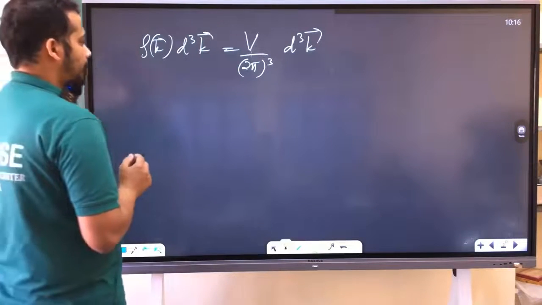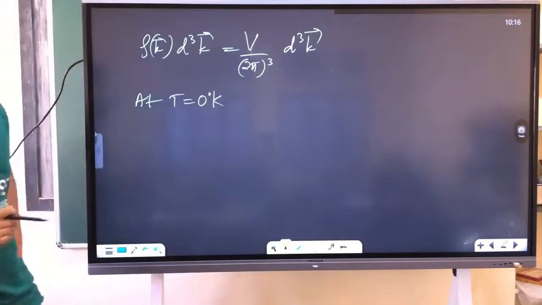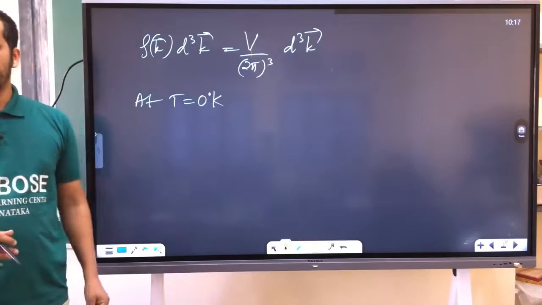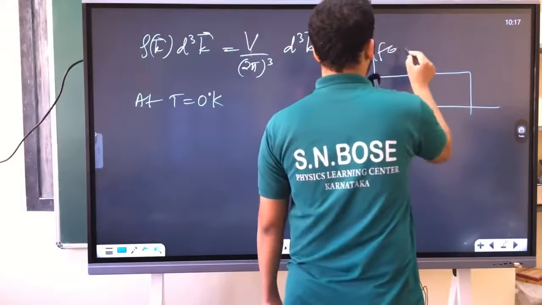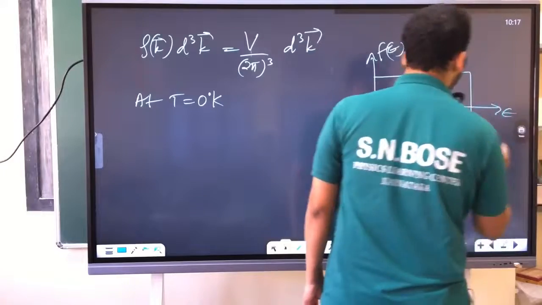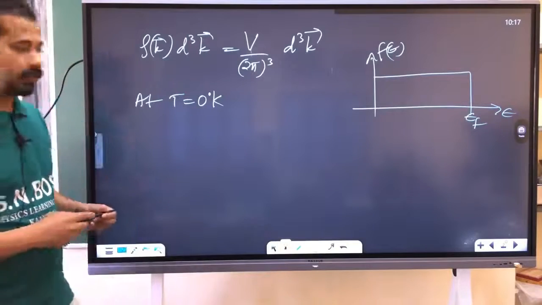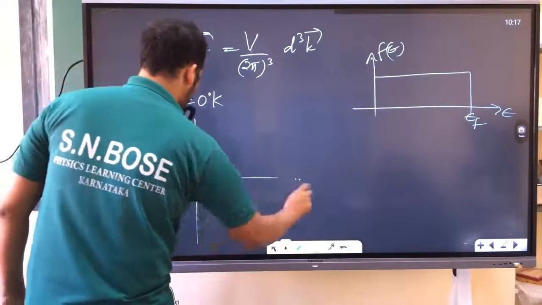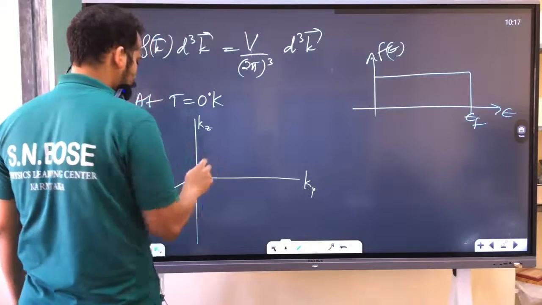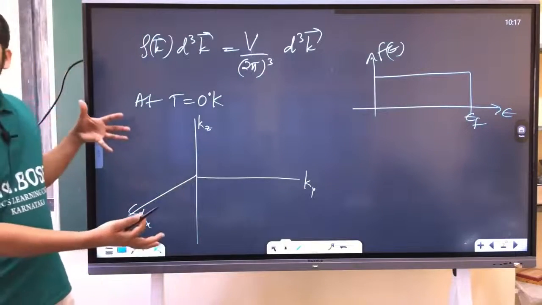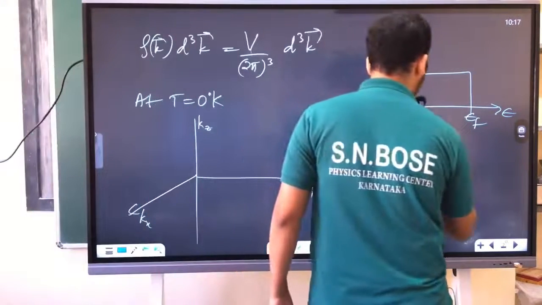Now look here. At t equal to 0 degree Kelvin, all states within the Fermi level are completely filled. Again, we have drawn only this graph actually: f of E as a function of E, this is EF, at t equal to 0 degree Kelvin. Now we need to think in K space. In K space, with axes Kx, Ky, Kz, all levels within one Fermi sphere are completely filled. So energies less than EF are completely filled.